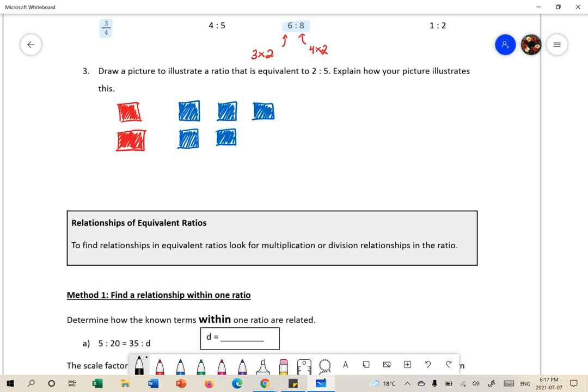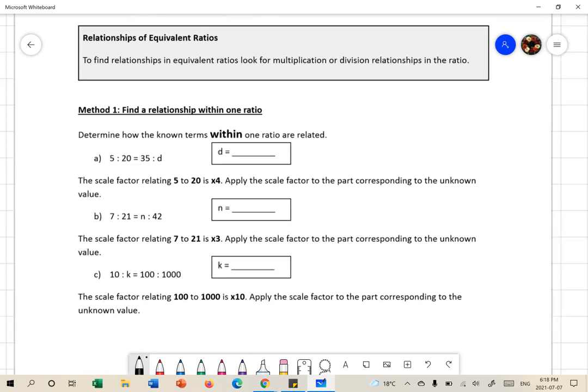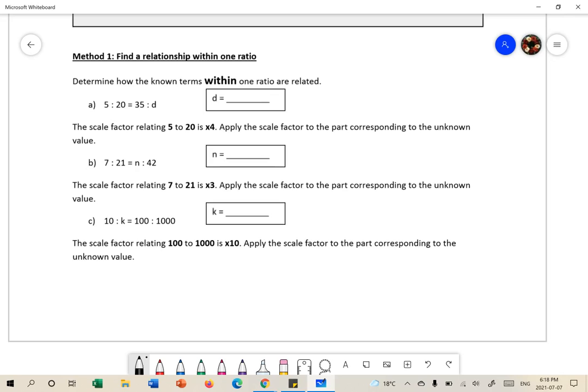Relationship of equivalent ratios. To find relationships in equivalent ratios, look for multiplication or division relationships in the ratio. Let's look at method 1. You can find a relationship within one ratio. The scale factor between 5 and 20 is 4. 5 times 4 is 20.